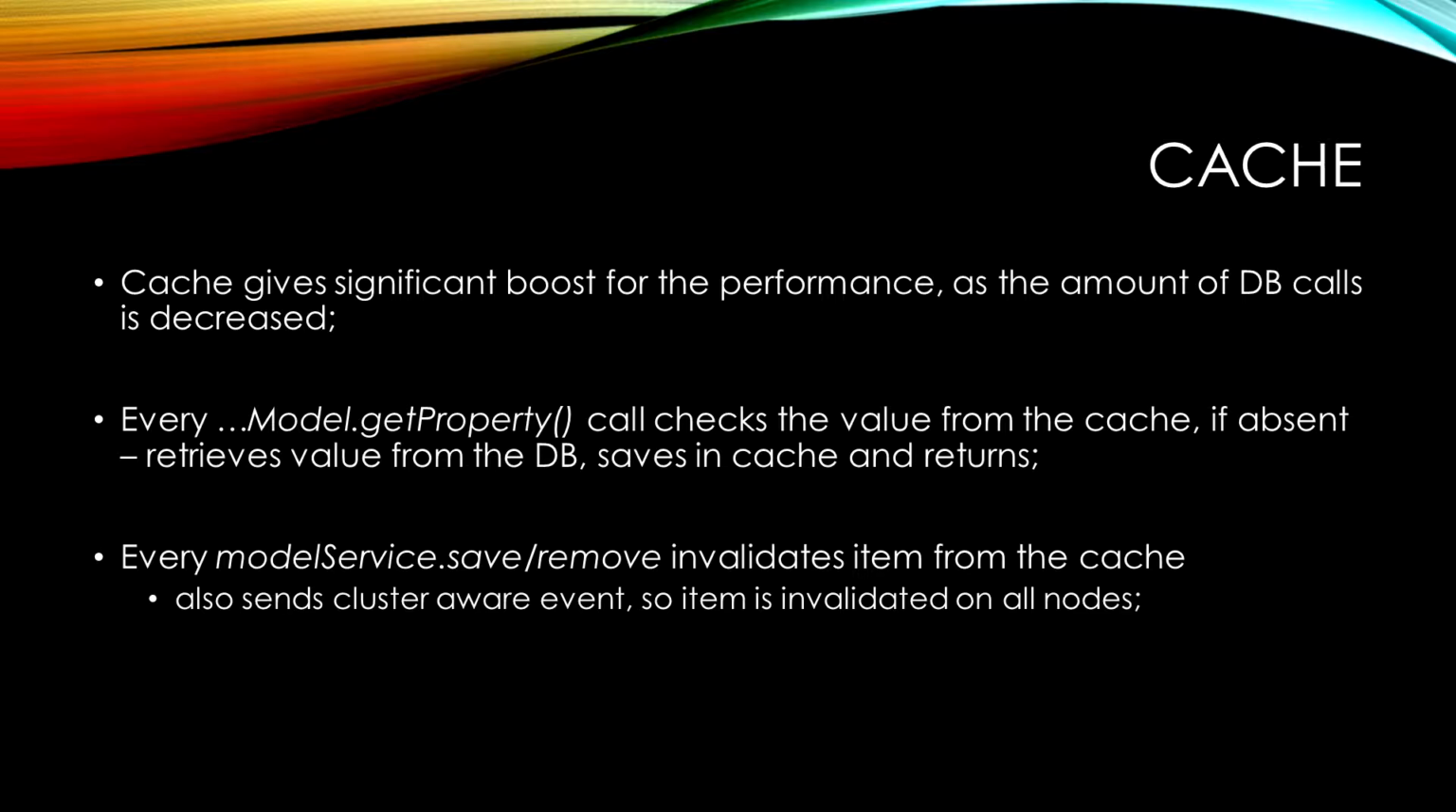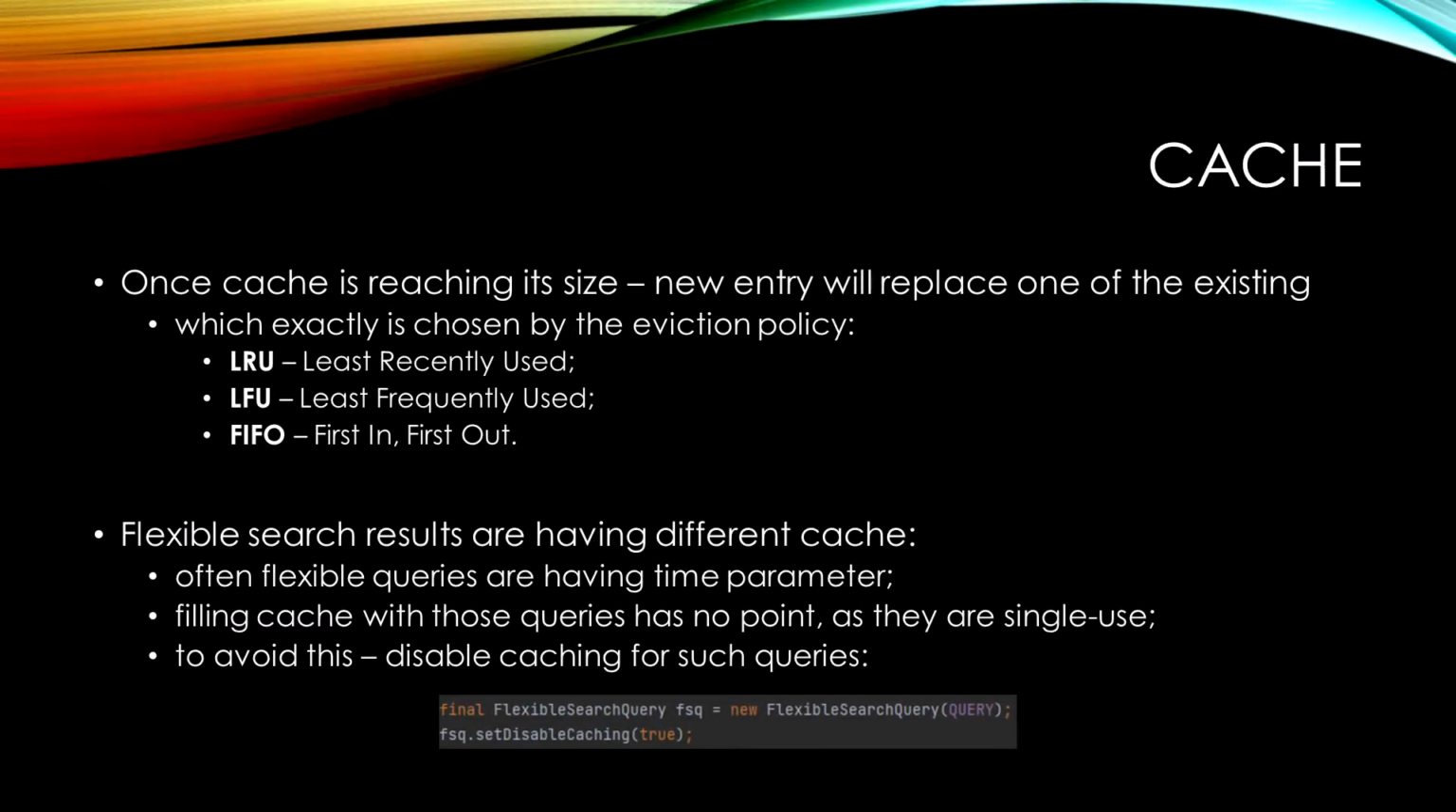Once items are updated or removed, the cache for such an item is invalidated on all nodes across the environment. The cache has a fixed size, and once it's full, one of its entries should be removed to make room for the incoming item. There are 3 eviction policies that define which item will be removed.